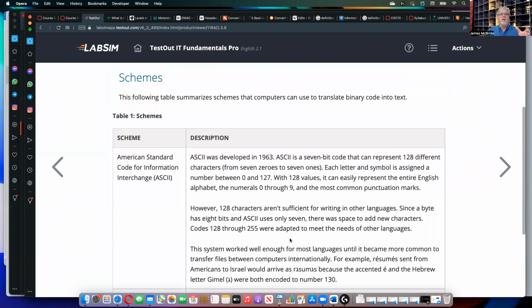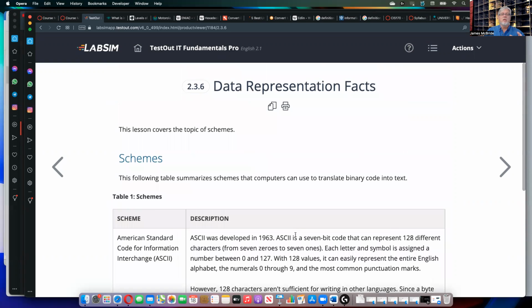So this is the basic way that we can deal with that data of saying, well, we can put a set of ones and zeros here and translate it to an A or a B or an emoji, something like that.